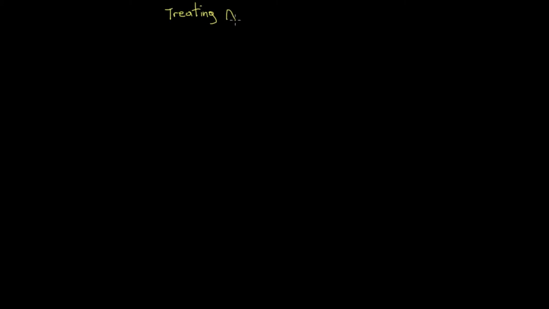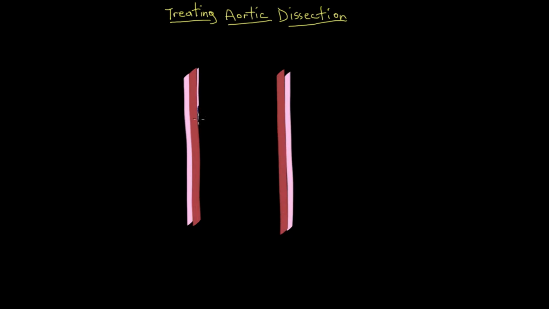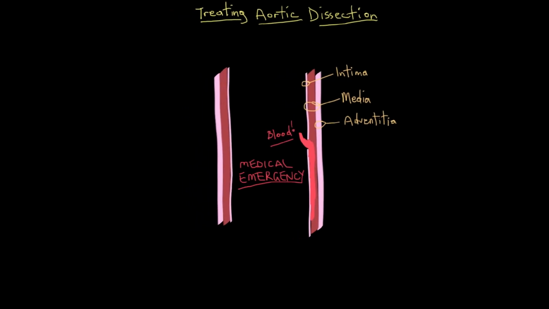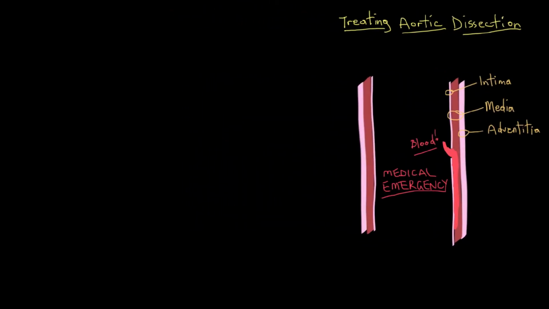How do you manage an aortic dissection? How do you treat one? Well, to remind you, an aortic dissection is when you develop a tear between your intima and your media in your aortic wall. And when you develop a tear, blood will start to get in there and start to tear the layers away from each other. This is a medical emergency and requires immediate treatment at a hospital. And this treatment will depend on whether the patient has a type A or a type B tear.